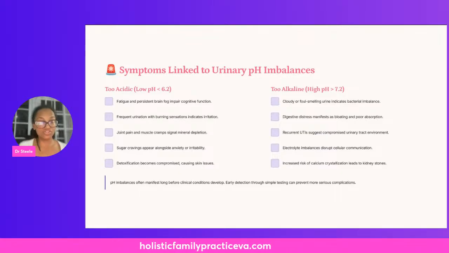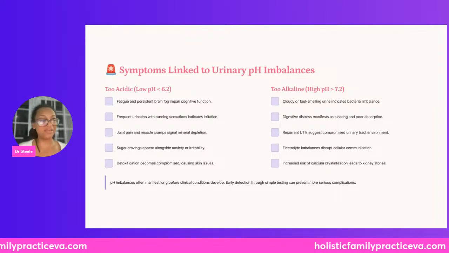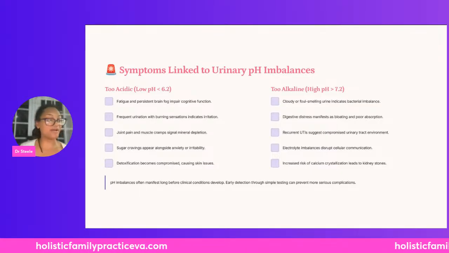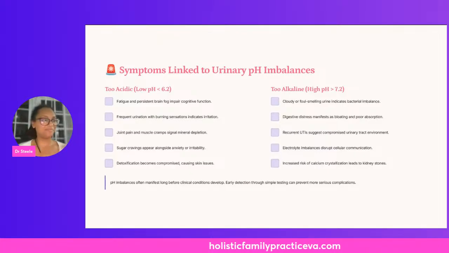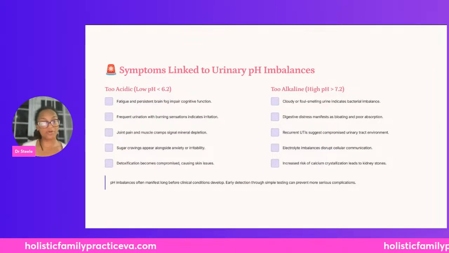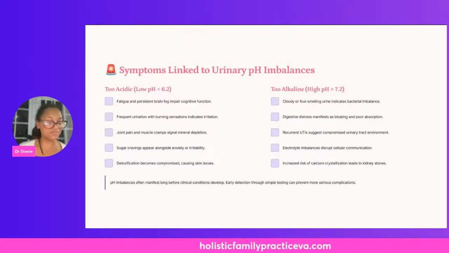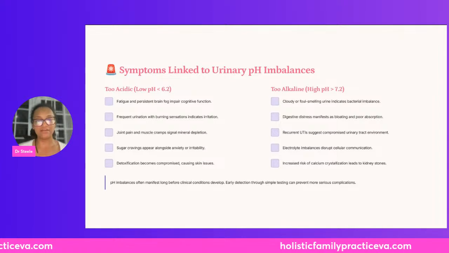So we want to make sure that our pH levels stay consistent. I would say to check this probably twice a year. You're going to do it for a 2-week period of time and then get your averages. pH imbalances often manifest long before clinical conditions develop, which is why I'm teaching you guys this, because this is subclinical information before it creates a disease process that then has to be diagnosed and managed. We want to be proactive instead of reactive with our health. And so early detection through simple at-home testing can really prevent serious complications, but also keep you more in the driver's seat of your health.